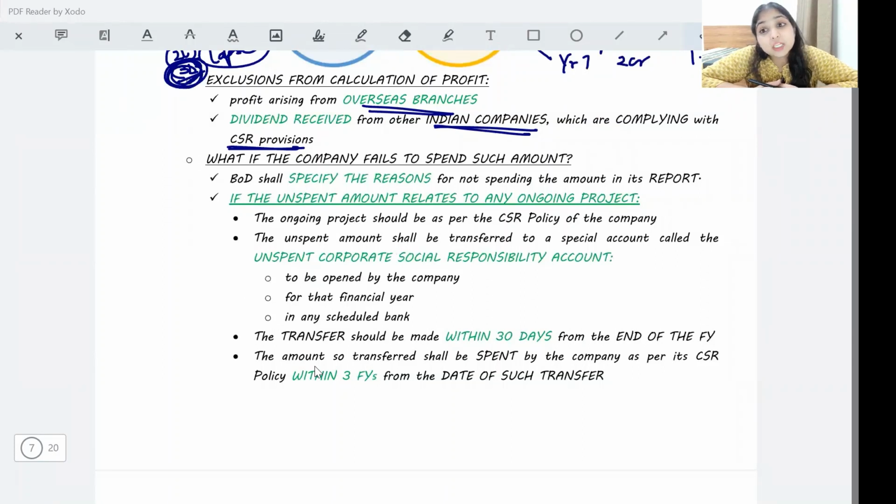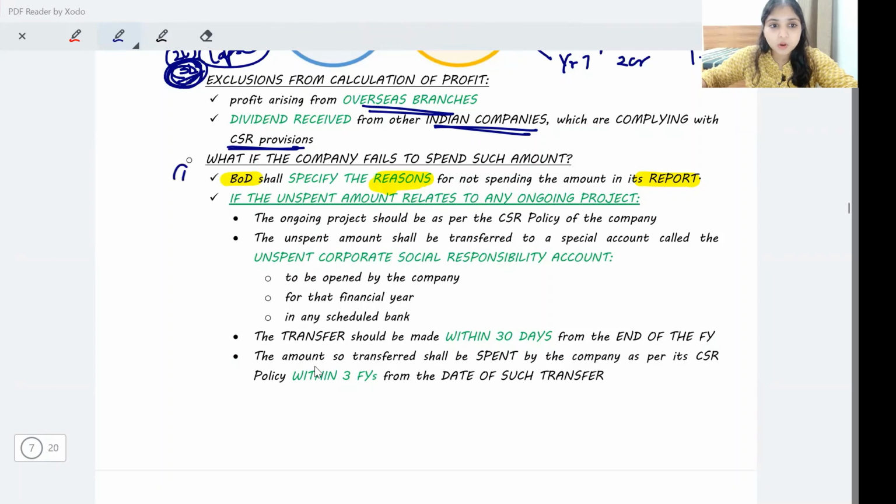What if the company does not spend this money? We're asking the company, you should spend 2% of your average net profits. But what if the company does not spend this 2%? Then what will you do? If the company does not spend this 2% in the year, if it spends something lesser, then number one, the board of directors will have to disclose about this in the board report. In the board report, the board of directors will have to give reasons why didn't we spend 2%. This is number one. Okay, number two, you will see why didn't the company spend this 2%.